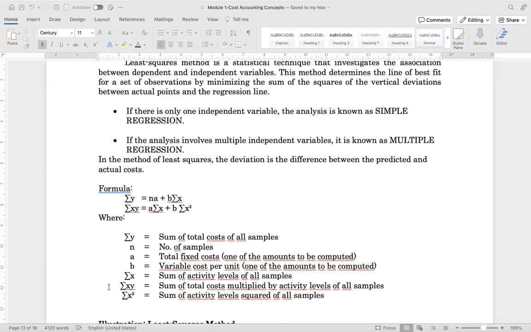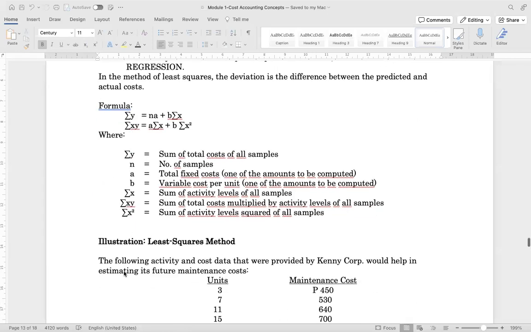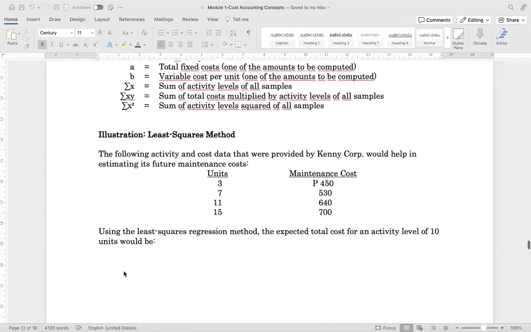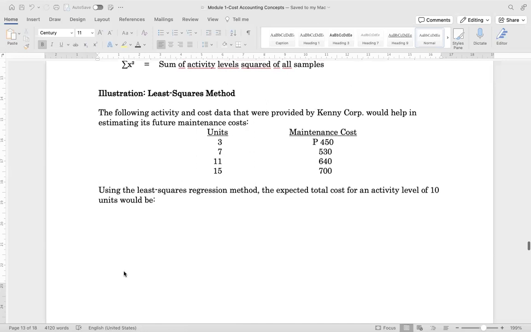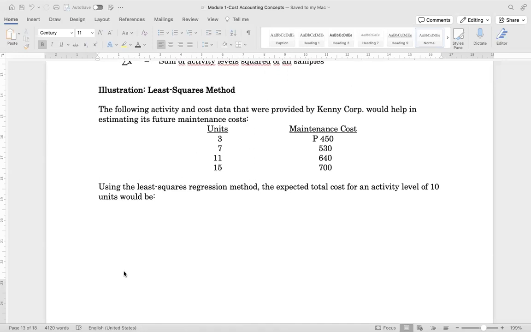Summation of x is the sum of activity levels of all samples. Summation of xy, sum of total cost multiplied by activity level of all samples. And summation of x squared is the sum of activity levels squared of all samples. Okay? So to illustrate the least square method, the following activity and cost data were provided by Kenny Corp. That would help in estimating its future maintenance cost.